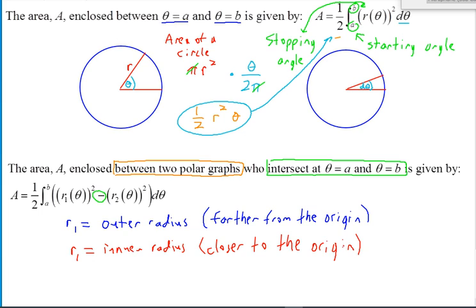So these are the primary new formulas we're going to be using today. Most often you just have the area of one polar curve for this first one, but occasionally you have to find the area between two polar curves. All right, let's look at some example problems now.